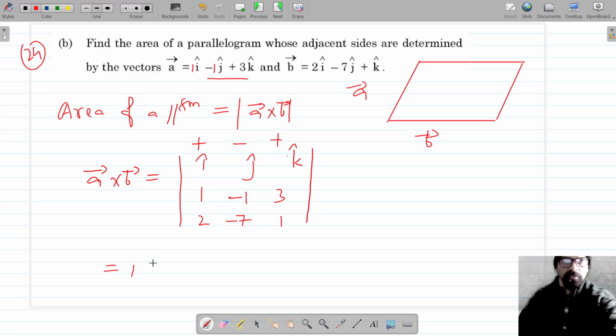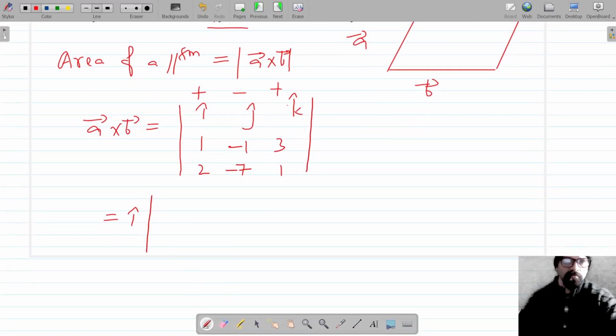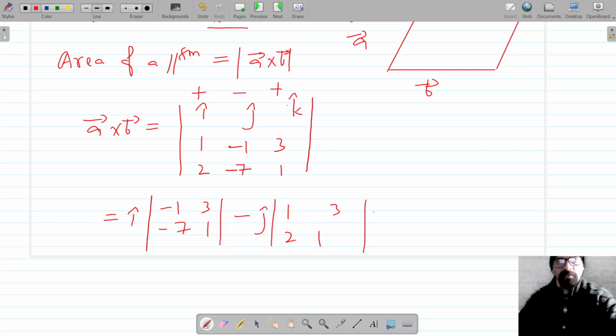So this is i cap, and now the determinant here is removing the row and the column for i cap, it's negative 1, 3, negative 7, and 1. Then it's negative j cap, and removing the row and the column for j cap, it's 1, 3, 2, 1. And then positive with k cap, removing the row and the column for k cap, it's 1, negative 1, 2, and negative 7.